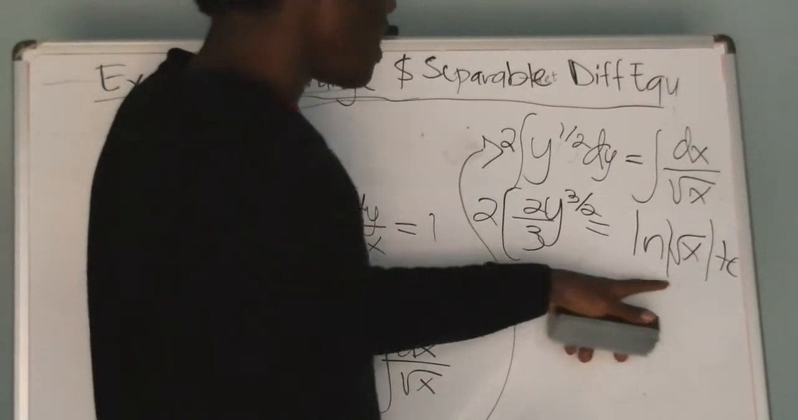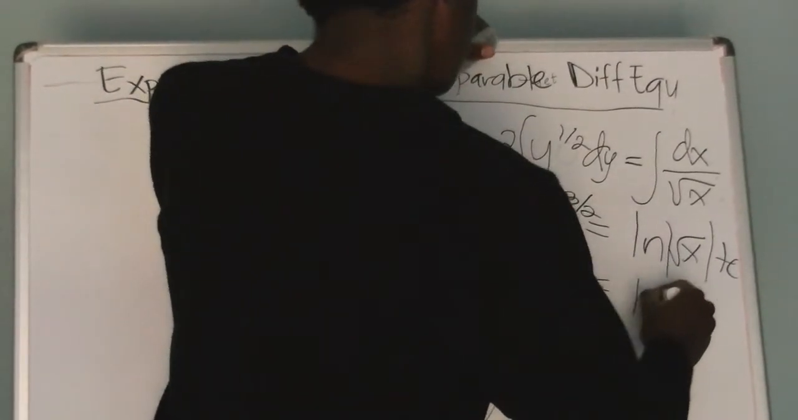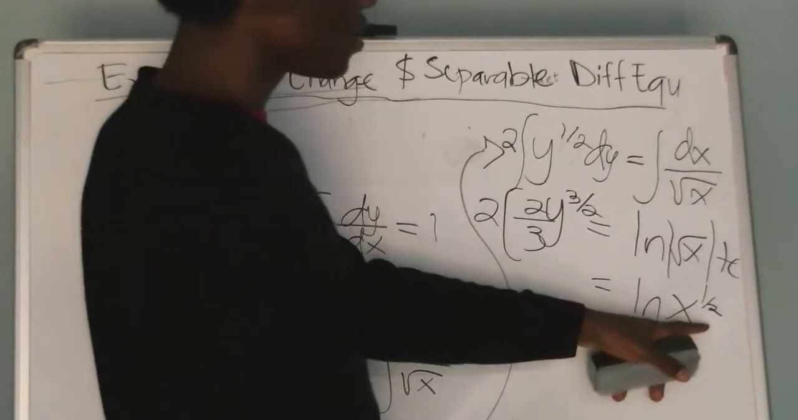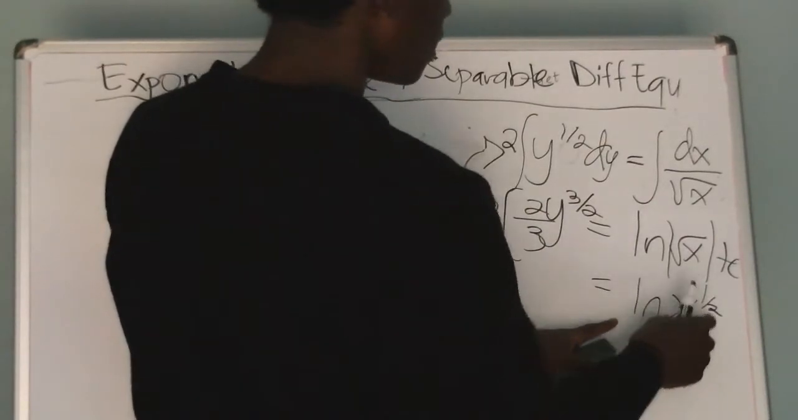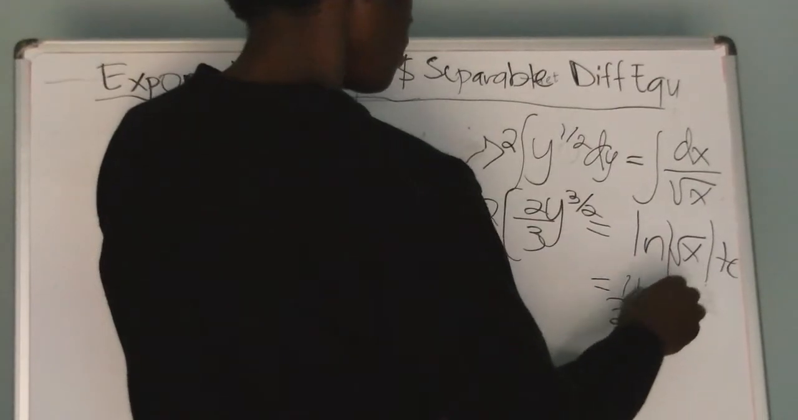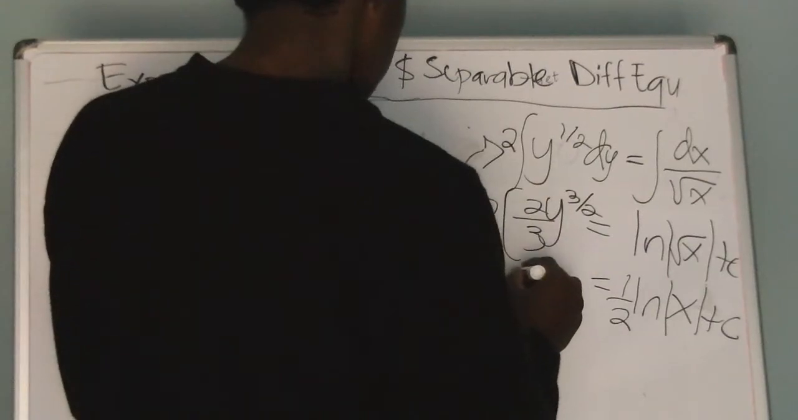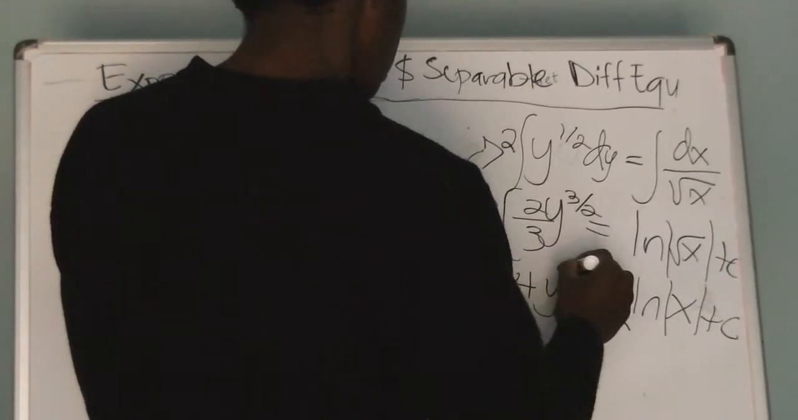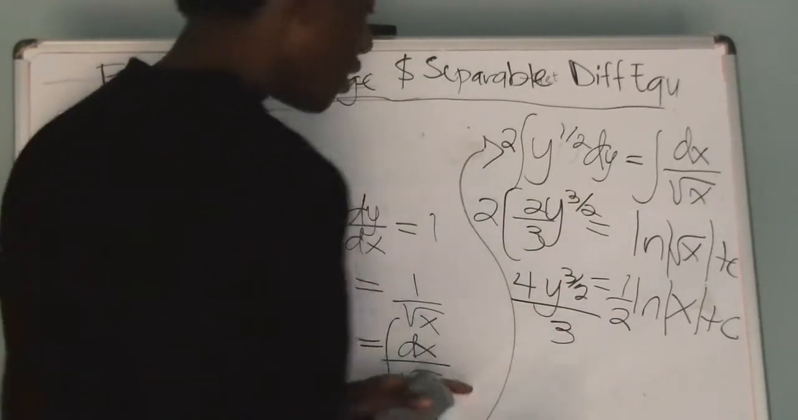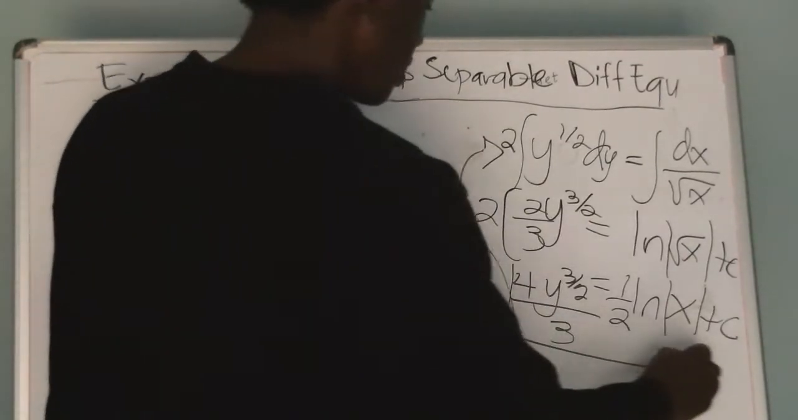And again, I can rewrite this part as natural log of x to the 1/2. And I know x to the 1/2, I can pull that power out front. So let's take this off. There we go. Absolute value of that plus c equals 4 y to the 3/2 power over 3. And there you go. That's your integral. This is how you would set that up.